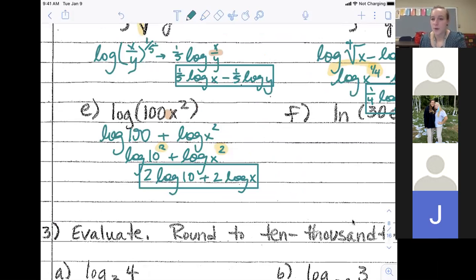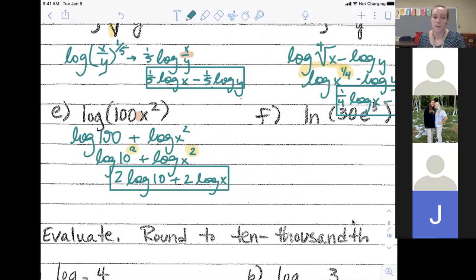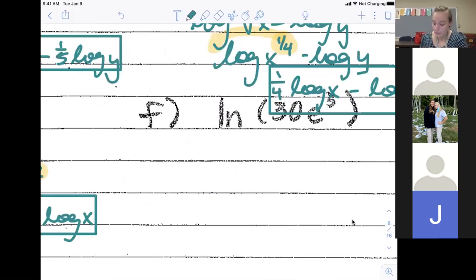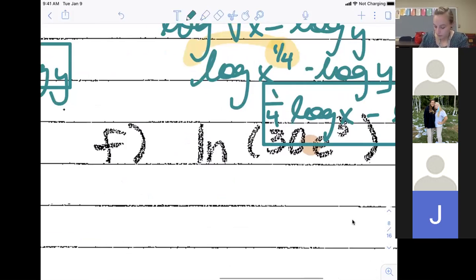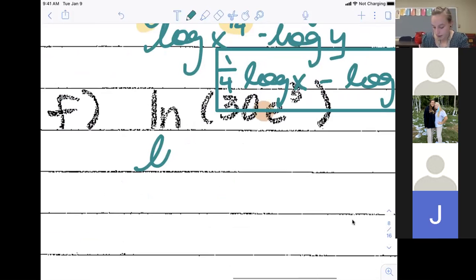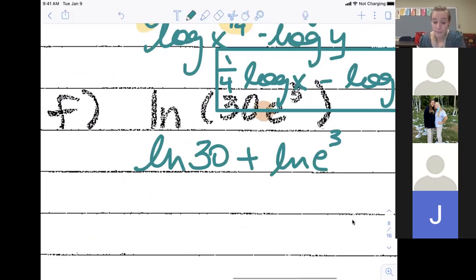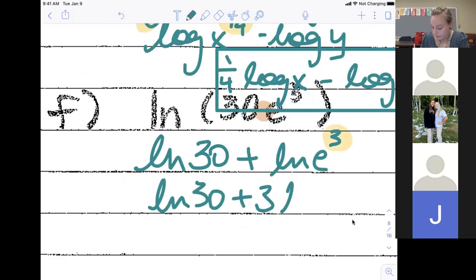The last one also has a number, but it's 30, and 30 is not a perfect square. So we're just gonna let 30 be. 100 was a perfect square, that's why we had to simplify it. ln of 30 e to the third. Well, that's a multiply because 30 times e to the third. ln of 30 plus ln of e to the third. Again, 30 can't be simplified down. My only exponent I see is 3. So I'm going to do ln of 30 plus 3 ln of e.